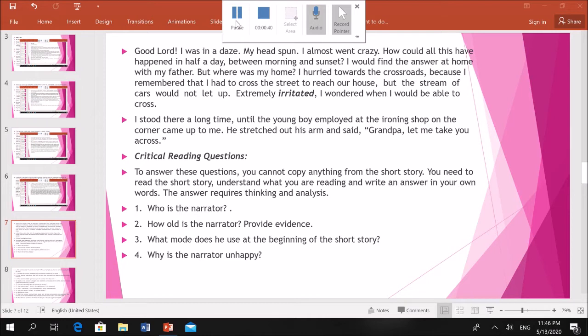I hurried toward the crossroads because I remembered that I had to cross the street to reach our house, but the stream of cars would not let up. So now the little boy wants to go home.